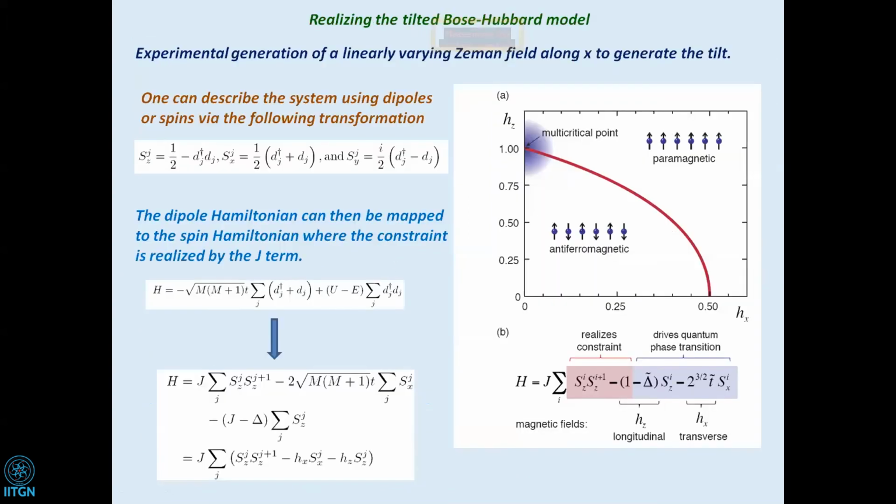But now come to doing this with a linearly varying field. In this experiment, they put in a linearly varying Zeeman field. So this is the second technique for generating a tilt. With this tilt, of course, it's the same as what I showed before. They wanted to describe the whole system in terms of spins, so they mapped from dipoles onto spin variables. The easiest way to understand is that if you have a dipole occupation, then it's a spin down, whereas if you have a dipole vacuum, then it's a spin up.